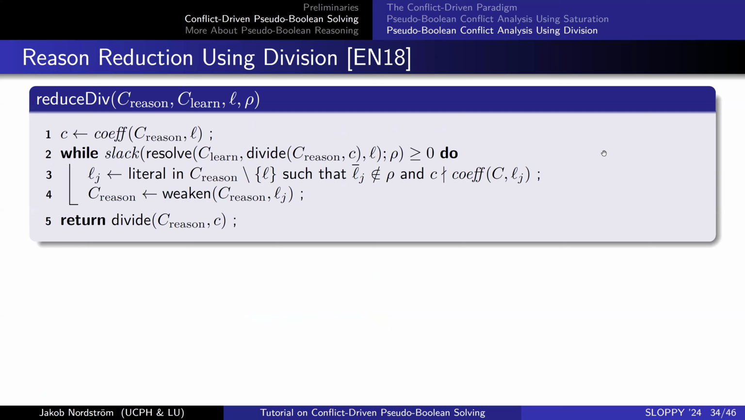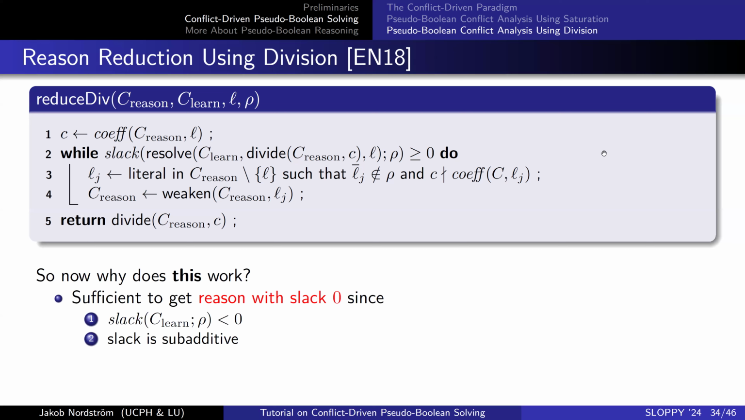So to say what we did, what did we do? Well, we have a reason constraint. We let C be the coefficient. And while we cannot resolve to get a negative slack, we pick some reason side literal, which is not the propagating literal, and which is such that the coefficient of this literal is not divisible by the coefficient of the propagating literal. We weaken, and then we again try to resolve the conflict side learned constraint with the reason side constraint divided by this coefficient. Okay. And again, I just claim that this is guaranteed to work.